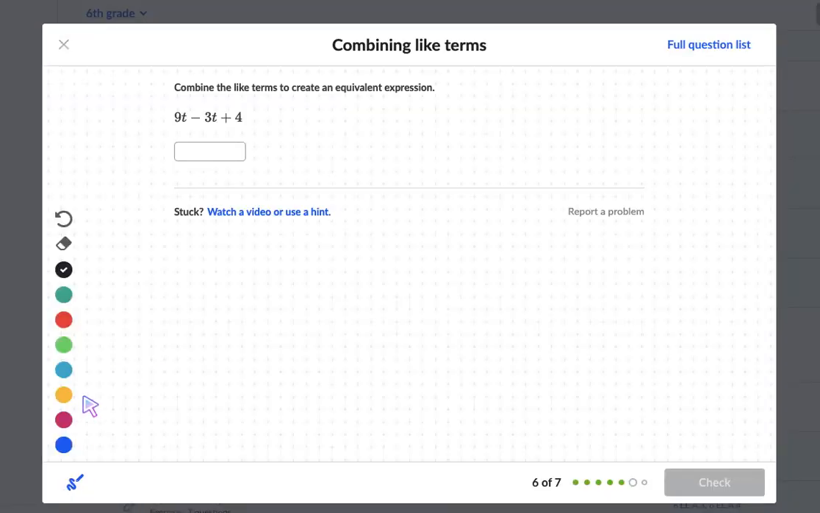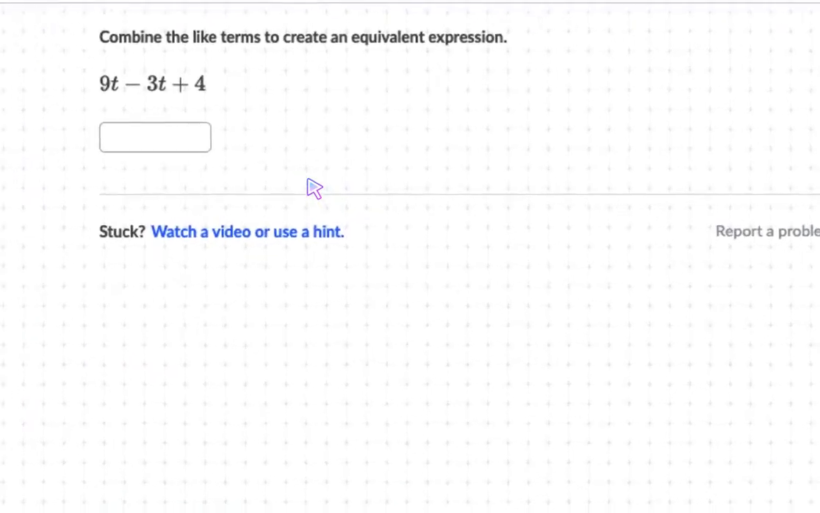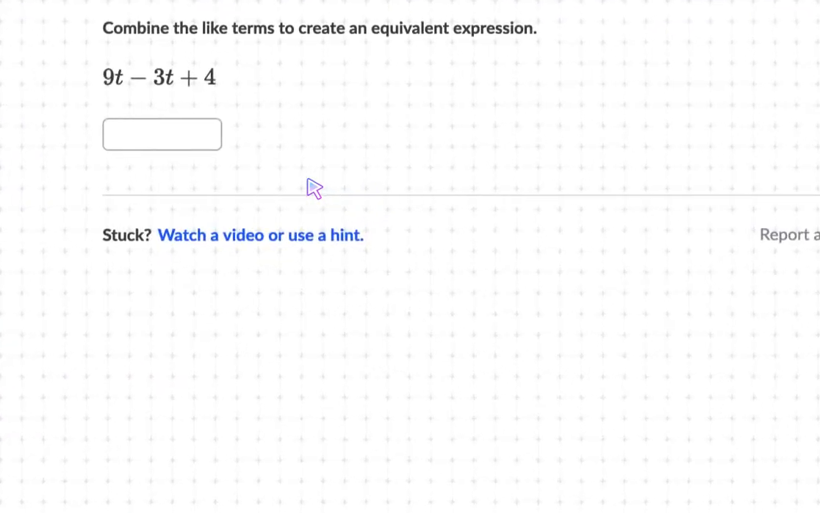All right, let's take a look at what types of problems you might get in your exercises today. This problem says to combine the like terms to create an equivalent expression. You have 9t minus 3t plus 4. Go ahead and pause the video and try it on your own first.